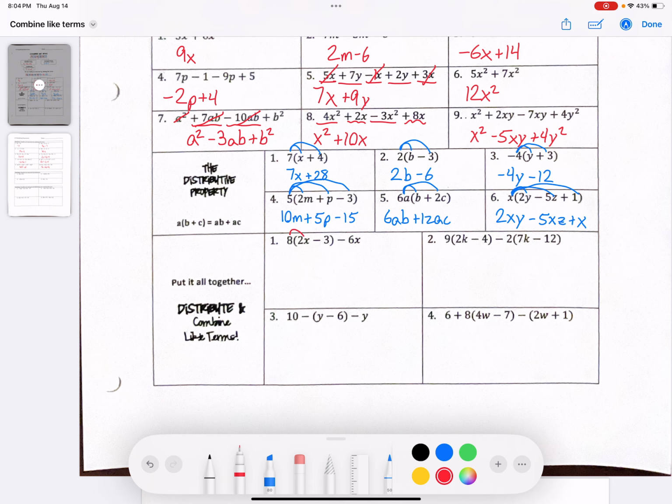So for number 1, we're going to do 8 times 2x is 16x. And 8 times negative 3 is negative 24. And we bring down the minus 6x. And then we combine our like terms, which are 16x and negative 6x. So 16 minus 6 is going to give us 10. We keep the x and bring down the minus 27.